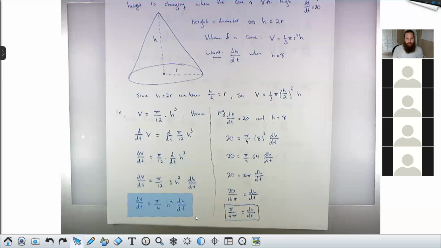That gives me this final relationship between dv/dt and dh/dt. I know dv/dt. dv/dt is 20 because the volume of the cone is growing at 20 cubic feet per minute. And I was asked what's happening at the moment when h is equal to 8. So I plug those two things in to this relationship. When I do that, I get this. dv/dt is 20, h squared is 8 squared. And then I just simplify and solve for dh/dt.